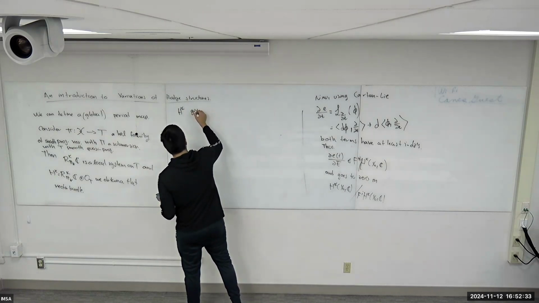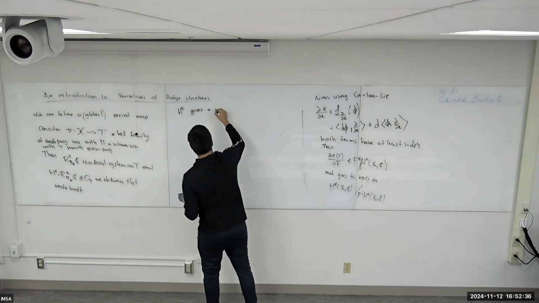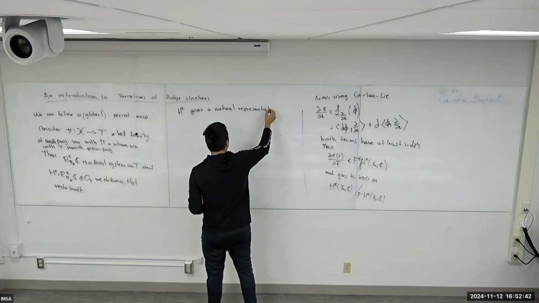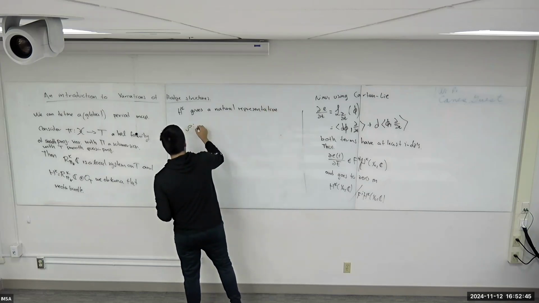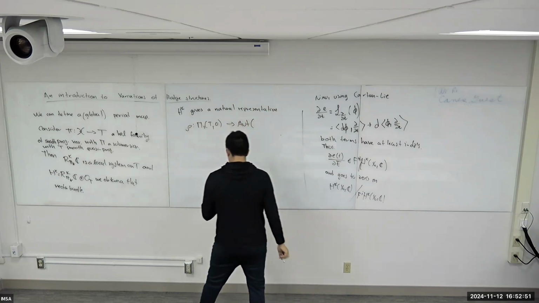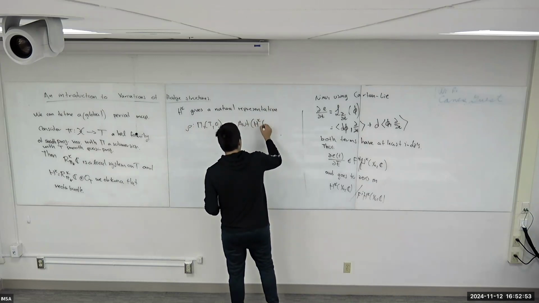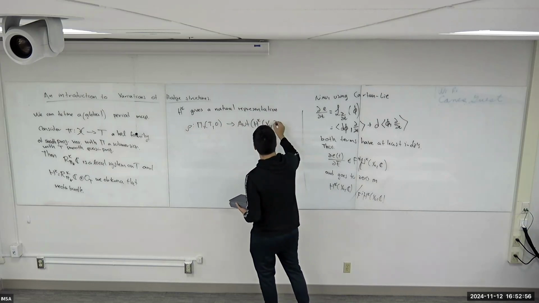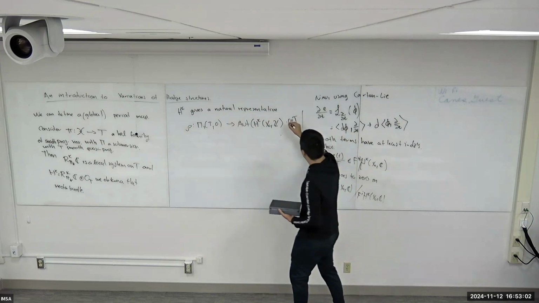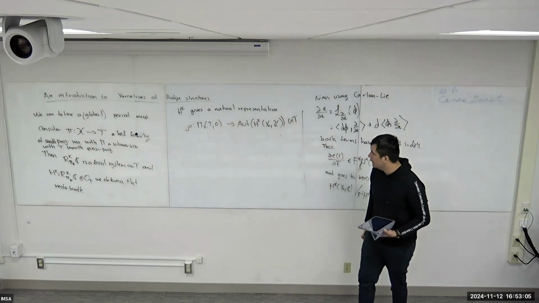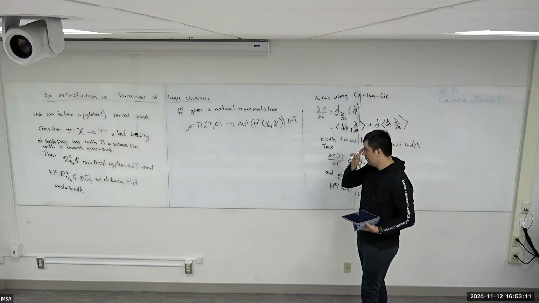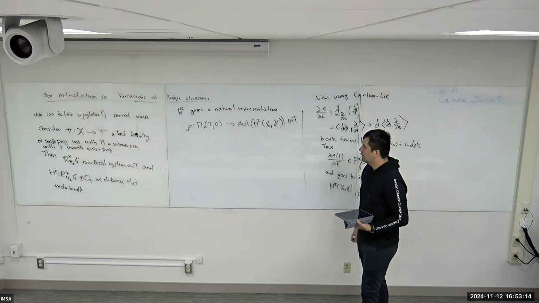So HK gives a natural representation. This is rho, and it goes from the fundamental group of the base to the automorphisms of HK. I will still denote by x0 some central fiber. We'll have to choose a base point on P. And the thing is that this representation, this monodromy representation, is going to respect whatever information we have.